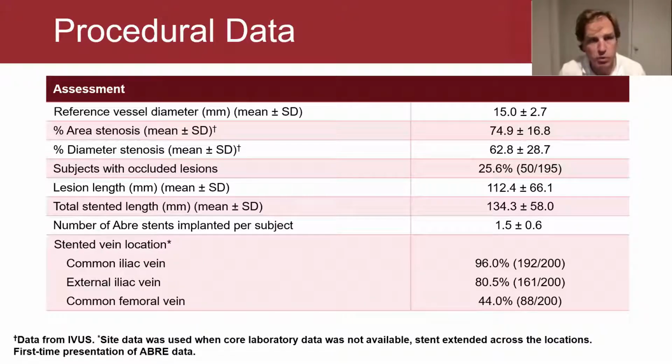The most important point to draw our attention to in the procedural data is the number of patients who had stent extension into the common femoral vein, which is 44% of patients, and those were 88 out of the 200 patients recruited in the study. This indicates that the disease extension was quite significant in a number of these patients, and this is principally in those patients who were classified as post-thrombotic syndrome.